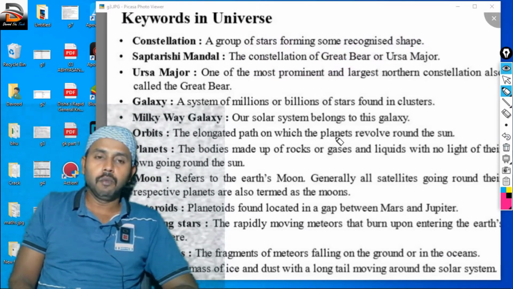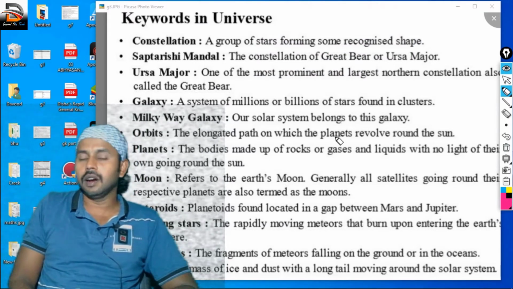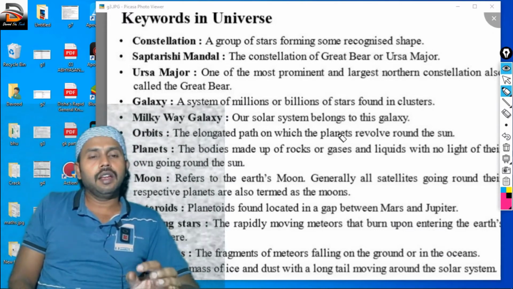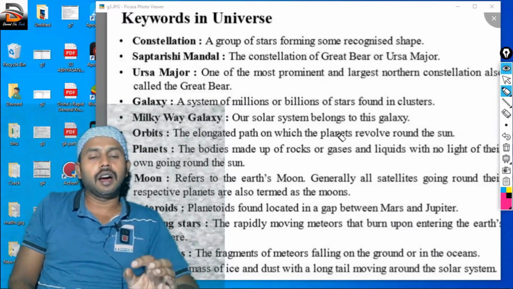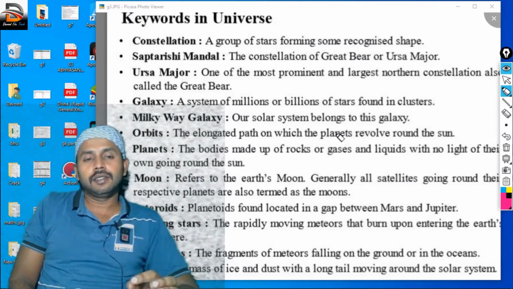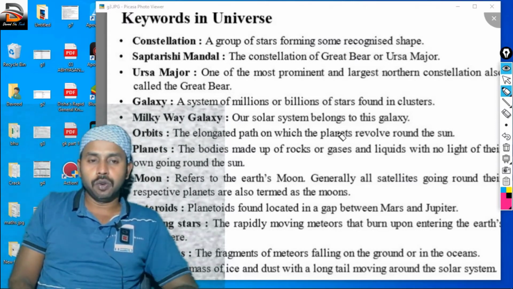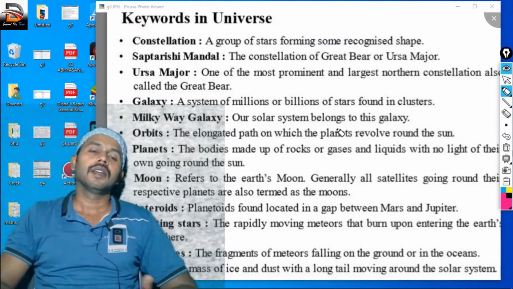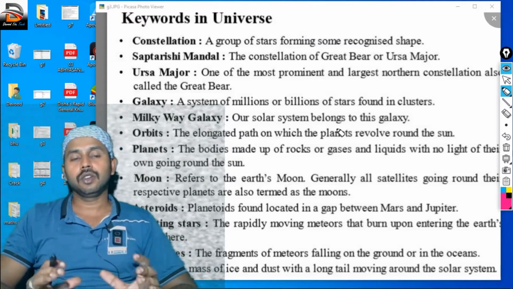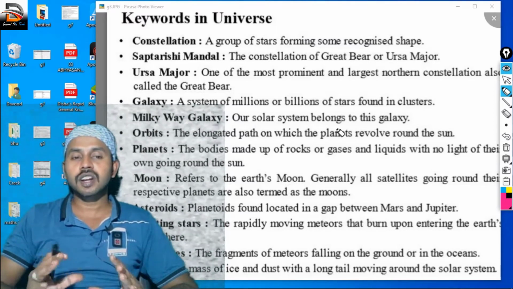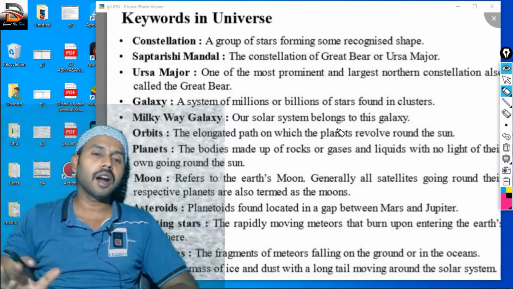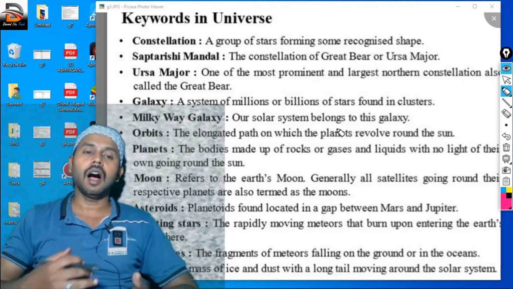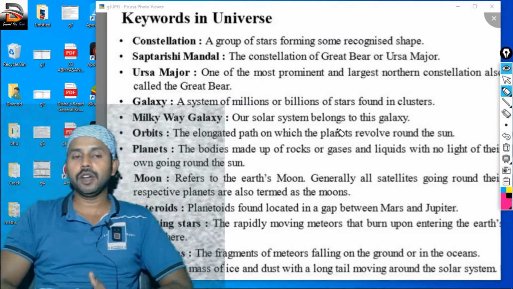The moon also has an orbit, and satellites also have orbits. Every moon, every satellite and every planet revolves in its own orbit only. If a planet moves from one orbit to another, or changes its orbit, the whole universe or solar system is disturbed. That's why it does not move. They revolve only on their own path. Okay, you can understand that.